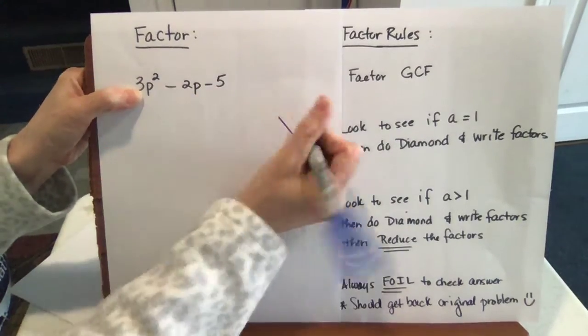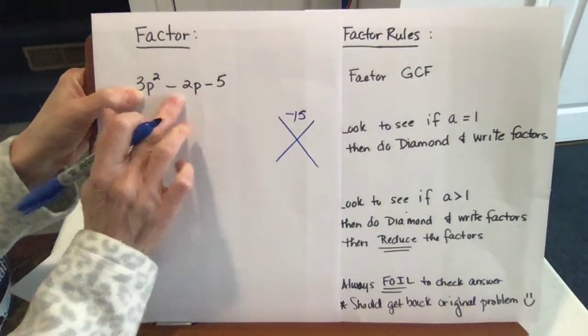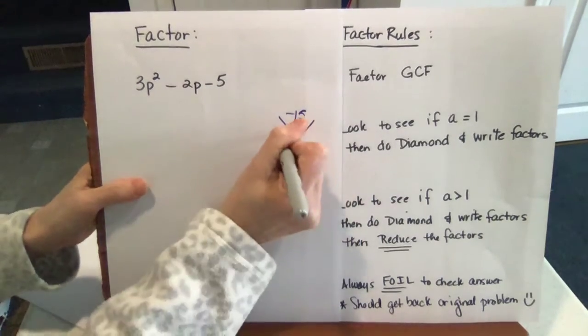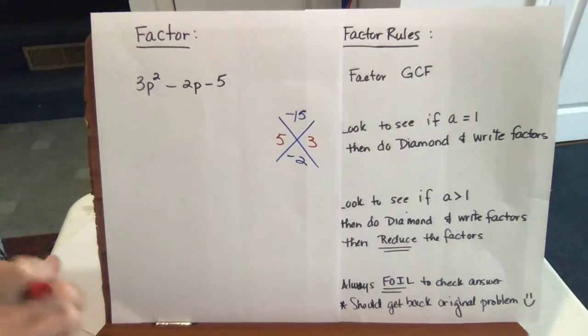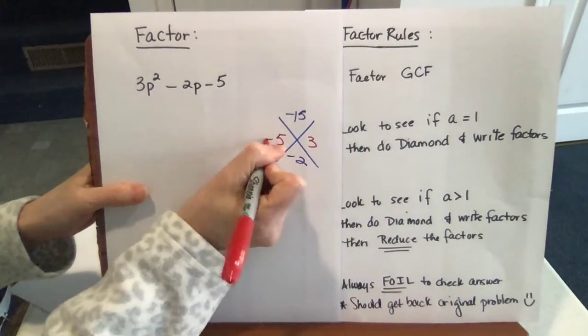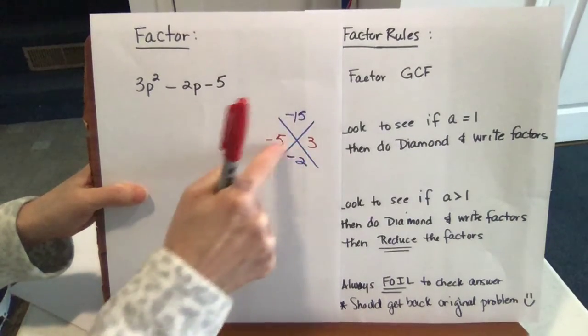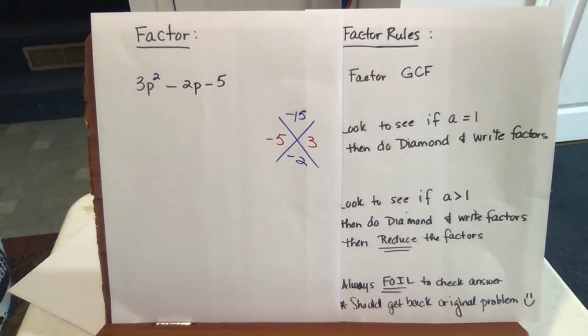3 times -5, -15. -2 on the bottom. Factors of 15 that could add up to 2. You list them, we wind up with 5 and 3. We need it to add to a -2, so -5 plus 3 is -2, and they multiply to a -15.